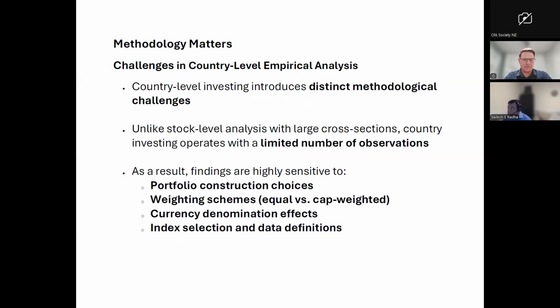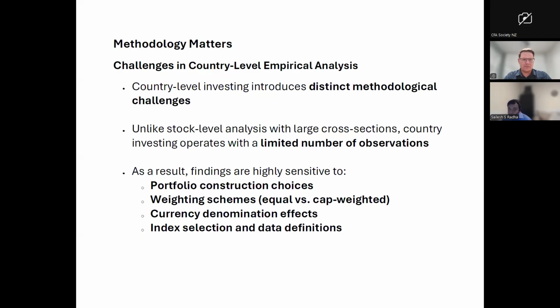Currencies matter, and based on our research, US dollar denominations have been very robust. On the indices, it didn't matter whether you use MSCI, FTSE indices, or any of the other indices that are available. They have their own set of challenges. Our research has uncovered a lot of issues with the indices as well. Many major index providers have their own set of issues.